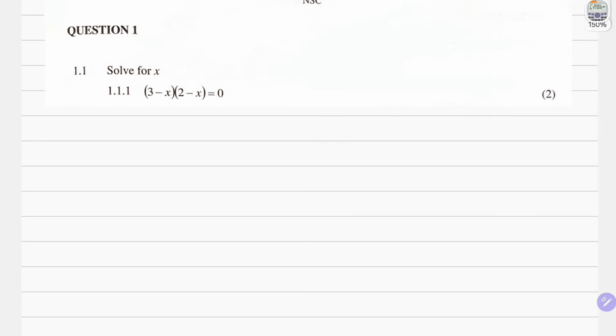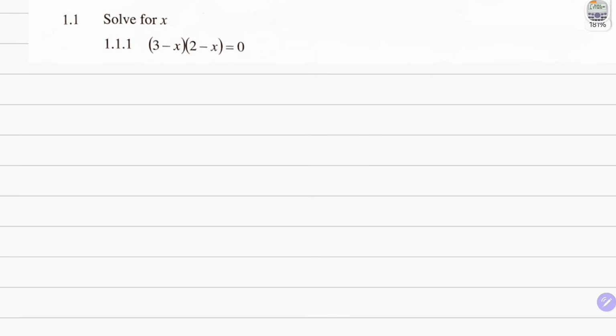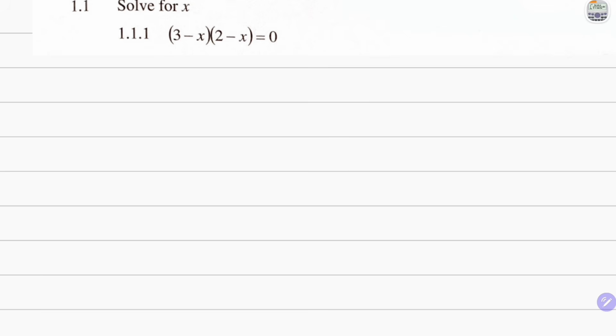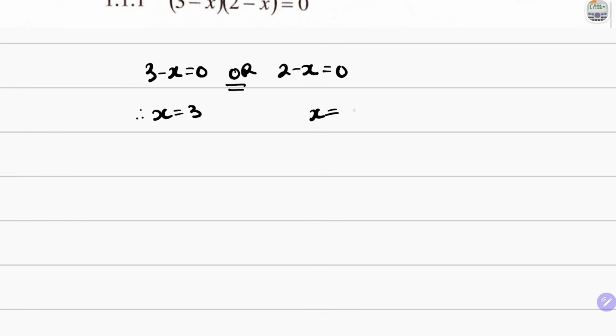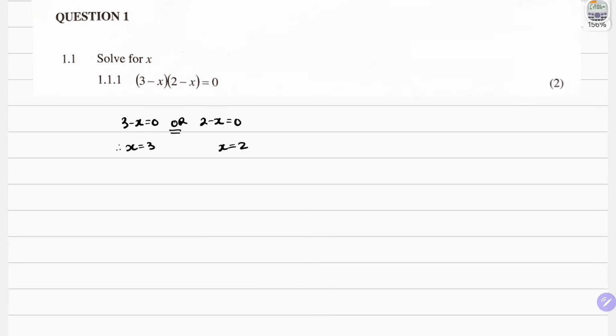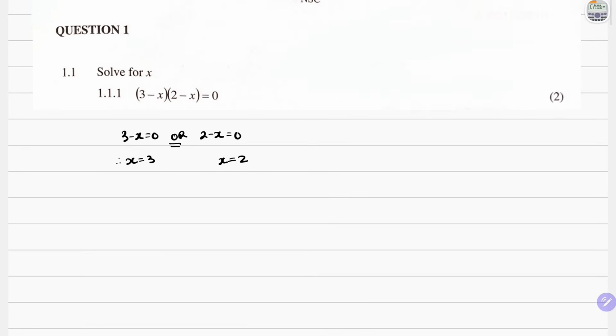Question 1.1.1 says solve for x, and we have been given this equation. So the idea here is that you have two values being multiplied and they give you 0. So it's either that the first is equal to 0, meaning 3 minus x is equal to 0, or the second is equal to 0. And those are the only ways that they could multiply and give you 0. If you transpose x, x is going to be positive, so x is equal to 3. Or here again, transpose this negative x, it's going to become positive, so x is equal to 2. Okay, so x equals 3 or x equals 2. Moving on to the next question.